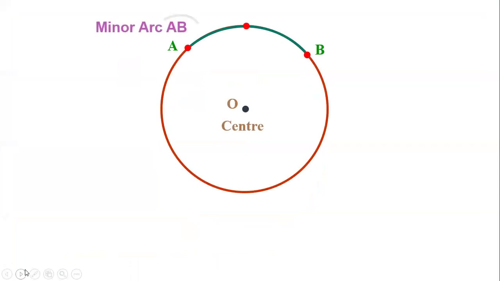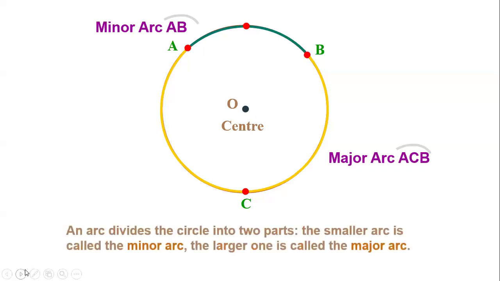Okay, so I've talked about what we call the minor and what we call the major. What we are seeing in yellow is what we call our major arc. Then what you see in that color is what we call our minor arc. The arc will always divide the circle into two parts. The smaller one we call the minor. The bigger or larger one is what we call the major arc.